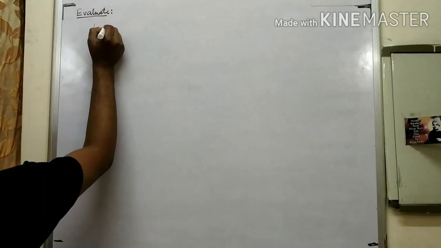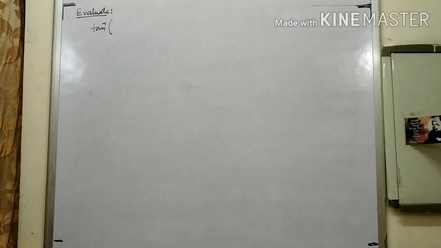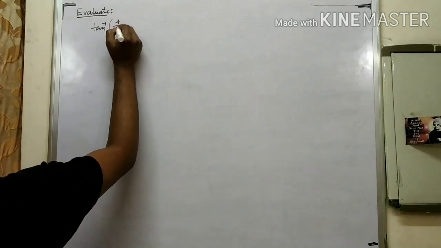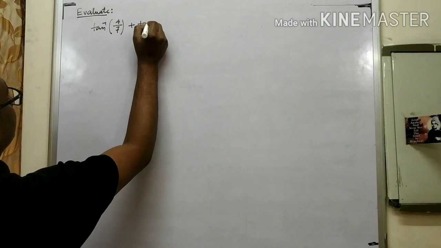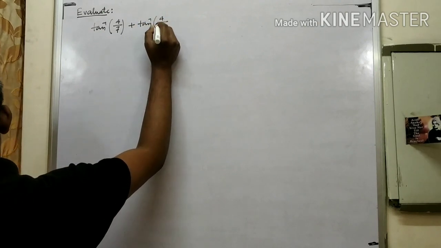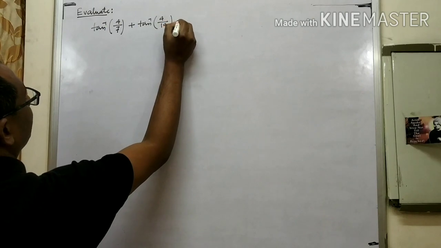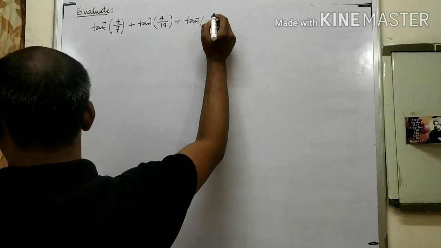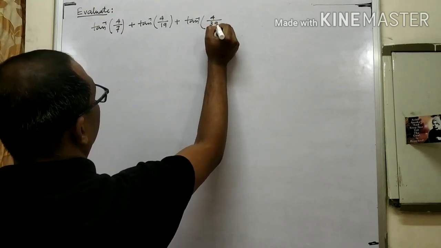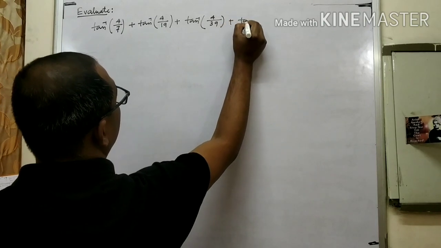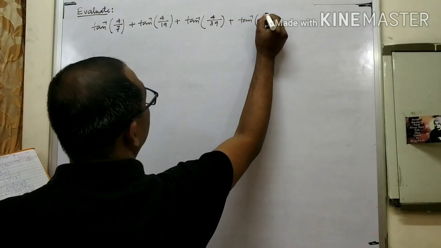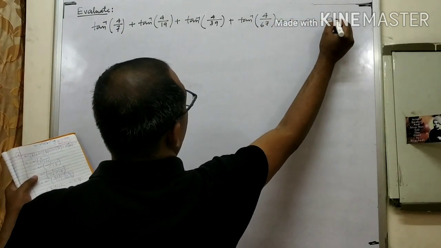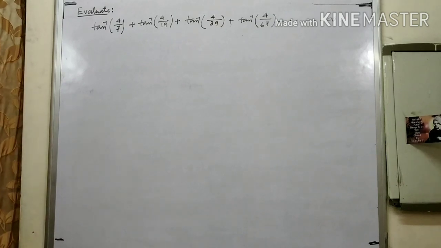Evaluate tan inverse of 4 by 7 plus tan inverse of 4 by 19 plus tan inverse of 4 by 39 plus tan inverse of 4 by 67 plus so on up till infinity. This is what the question is.